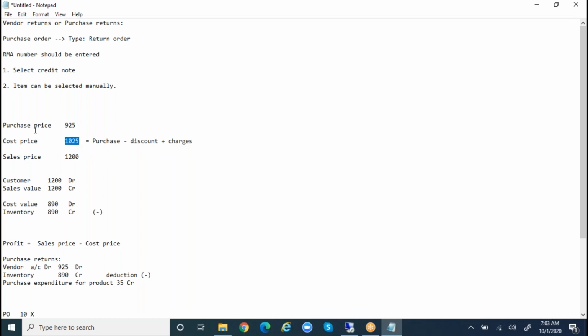Yeah. So here, the cost price may not be lesser than the purchase price. It may be plus or minus. If the charges are more, the cost price will be increased. So there are chances the cost price may be more than the purchase price also. Yes, it is possible. That is the reason whenever you are calculating profit, you calculate sales price minus cost price, not purchase price. So the cost price is most important.